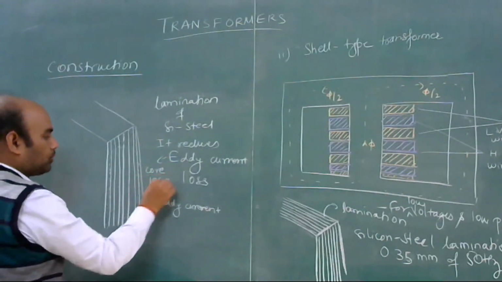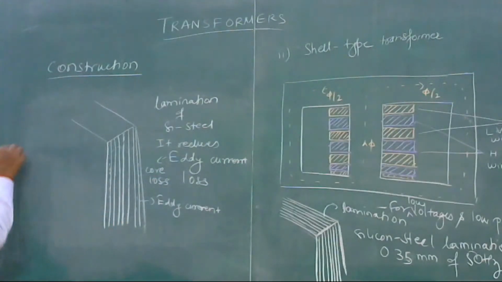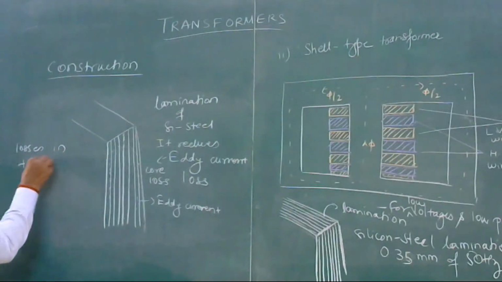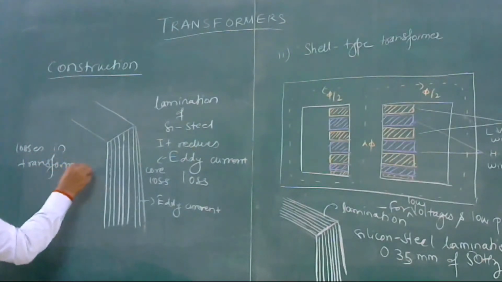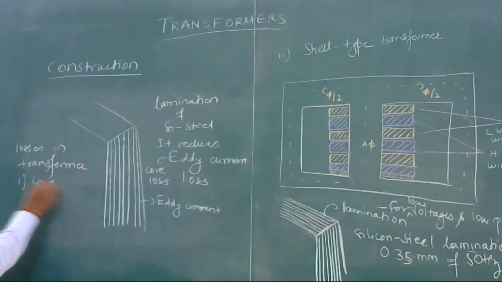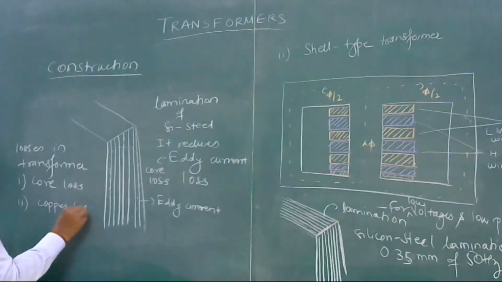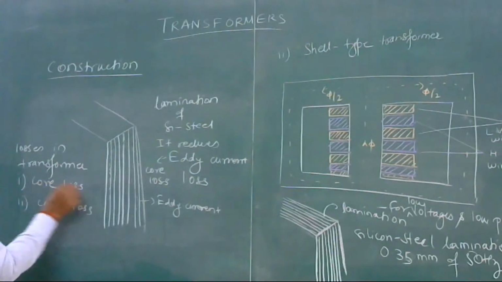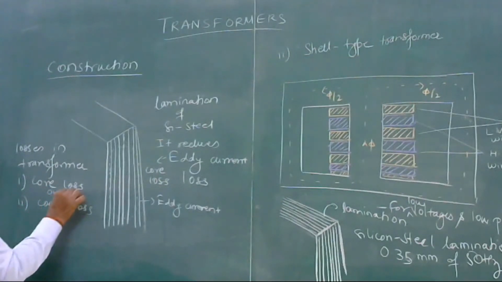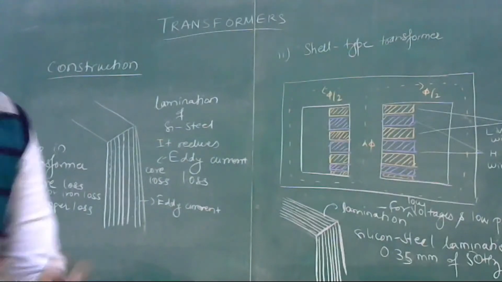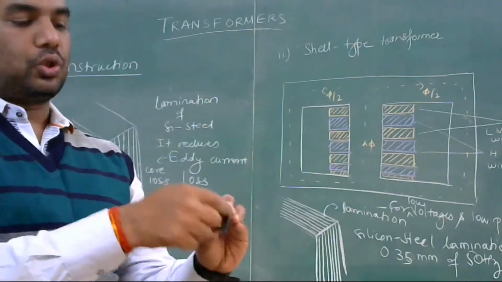Okay, so there are two losses in a transformer. First is core loss, and second is copper loss. This is core loss, also known as iron loss. Your core is made up of iron, so this is known as core loss.